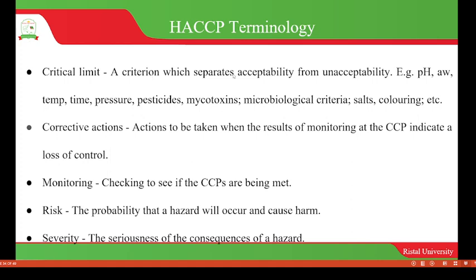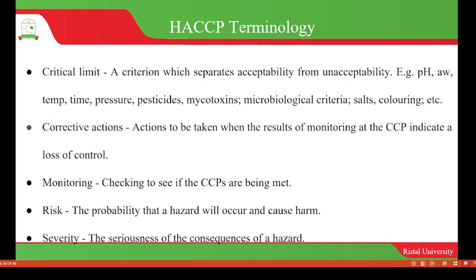E.g., we can talk of the values of pH, which is acceptable or unacceptable, the value of water activity in the food, which is acceptable or not acceptable. Then we can talk of the value of temperature, which is acceptable or unacceptable, time, pressure, the concentration of pesticides, the concentration of mycotoxin like the aflatoxin, which might be acceptable or unacceptable, microbiological criteria, which may be acceptable or unacceptable. Can talk of the concentration of salts, colorants, stabilizers, flavorants, and so on.